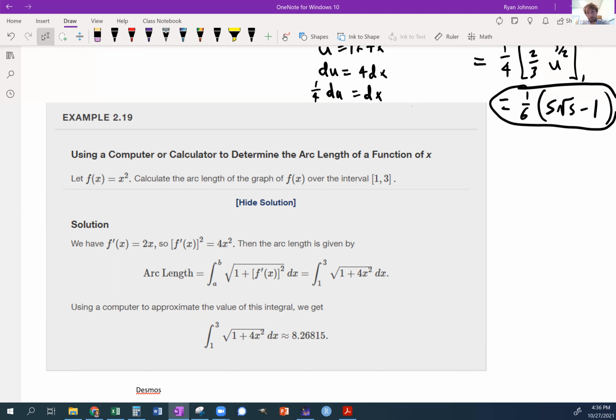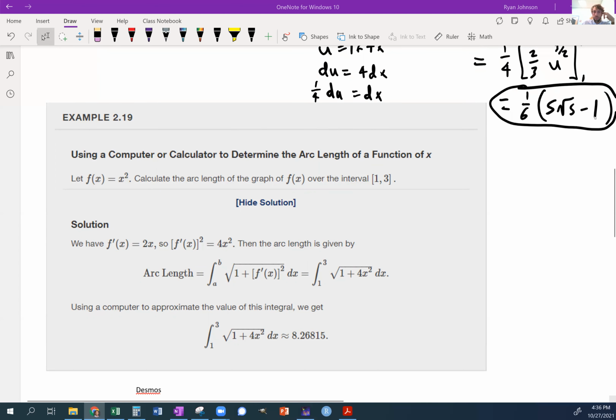In the homework though, that doesn't ask you to set up questions. It usually asks you for the answer. So in this section right here, say I had the integral from 1 to 3 of the square root of 1 plus 4x squared, I could go over to Desmos.